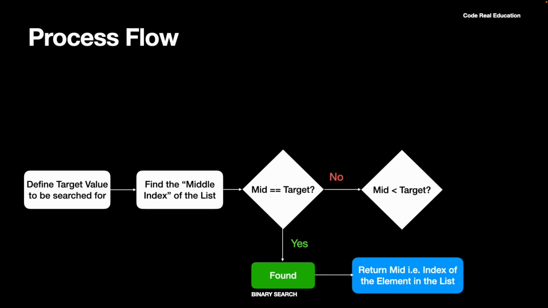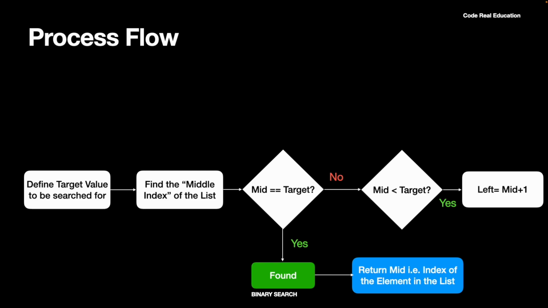Next, if mid is not equal to target, then we check, is mid less than the target? Well, if mid really is less than the target, then we change the value of our leftmost variable or the left limit of our list, which is left equals mid plus 1. Now that basically shortens our list or helps us ignore the left half of the list, and we have a new limit to our list.